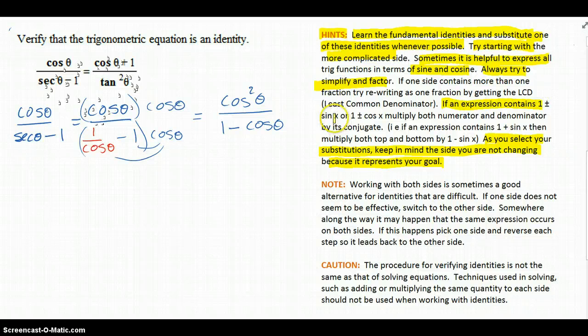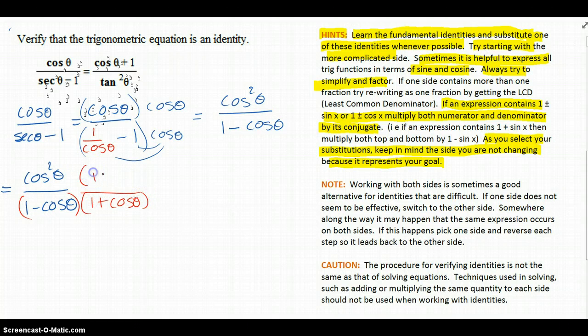If an expression contains 1 plus or minus sine or 1 plus or minus cosine, it's good to multiply both numerator and denominator by its conjugate. And we do in the denominator here have a 1 minus cosine. So let me go ahead and rewrite it so I have more room. And there's our 1 minus cosine. I'm going to multiply it by the conjugate, which by the way is the same expression but with the plus sign. That's what conjugate means, if you remember that. 1 plus cosine of theta.